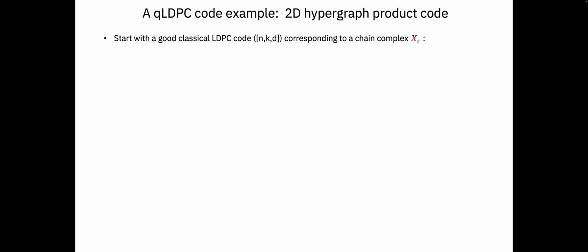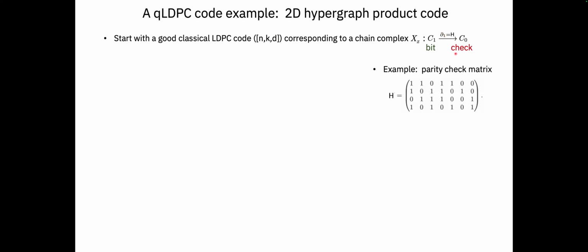So it corresponds to a chain complex called X. It's a two-term chain complex. So the one cell is the bit, and the zero cell is the check. And then the boundary map is a parity check matrix. So here is an example. Each row is a particular parity check. Then the columns specify the bit locations that this check couples to.